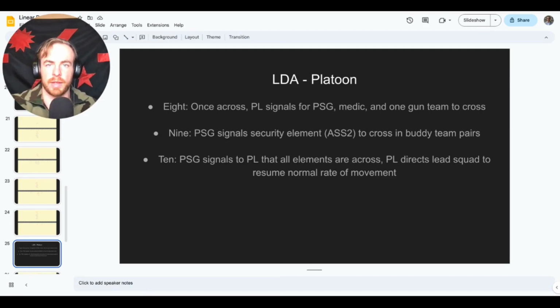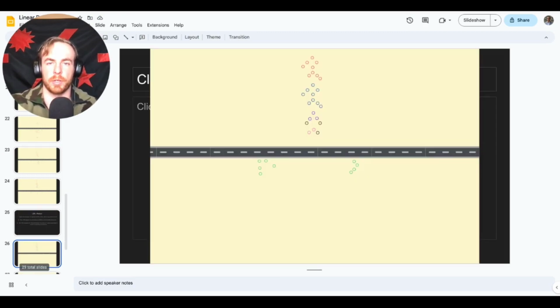And then once Assault 2 crosses in the buddy team pairs, he's going to signal to the PL that the rest of the elements are across, and the PL is going to direct the lead squad to resume the normal rate of movement. So that lead squad is going to just be slow rolling it in formation, allowing the rest of the platoon time to catch up, so that they're not just stationary and halted, taking up space that the rest of the platoon needs to get across and maintain their order of movement and maintain proper spacing and such.